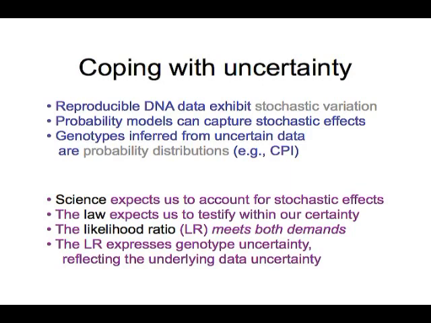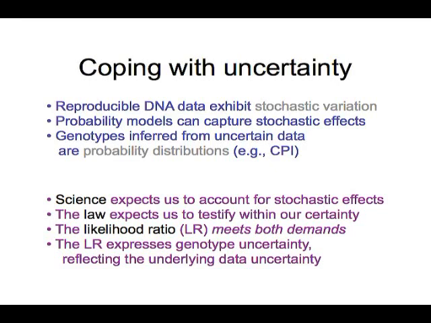Forensic scientists need to cope with uncertainty in many ways. Though our DNA data are reproducible, they do exhibit stochastic variation. Now, probability models can capture these stochastic effects, and when we infer genotypes from such uncertain data, we obtain probability distributions, as with the CPI method with mixtures.